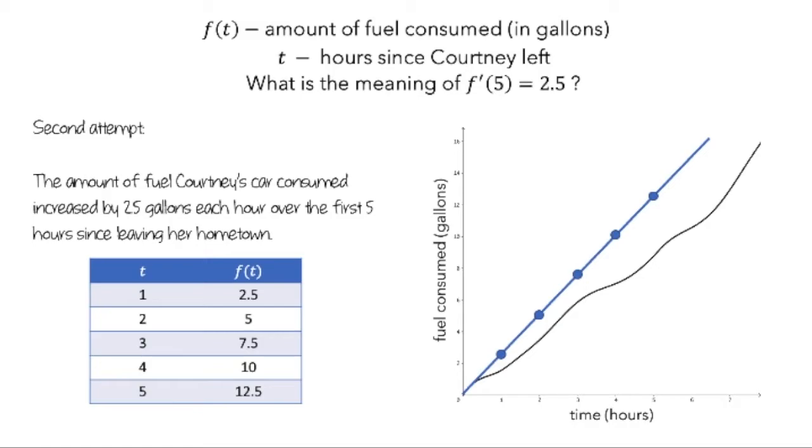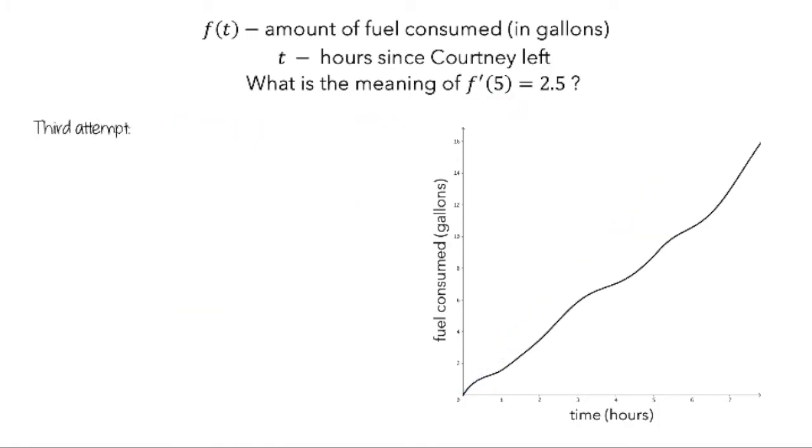What's happening here is that this interpretation assumes a constant rate of fuel consumption from t equals 0 to t equals 5. But Courtney isn't necessarily using fuel at a constant rate. She could be speeding up, slowing down, going uphill or downhill over those 5 hours. Now, the 5 in f prime of 5 means that we're focusing on the value at t equals 5 hours, not over a 5-hour interval.